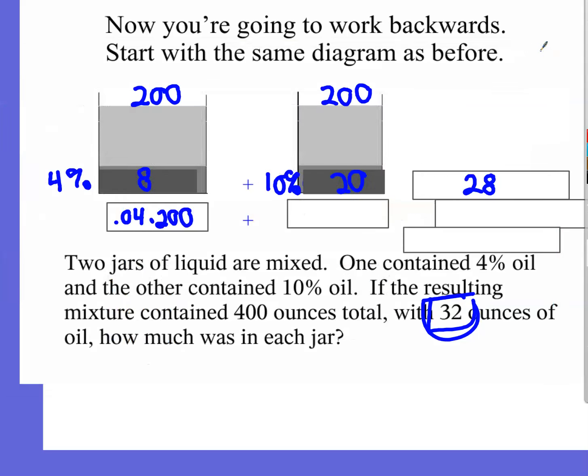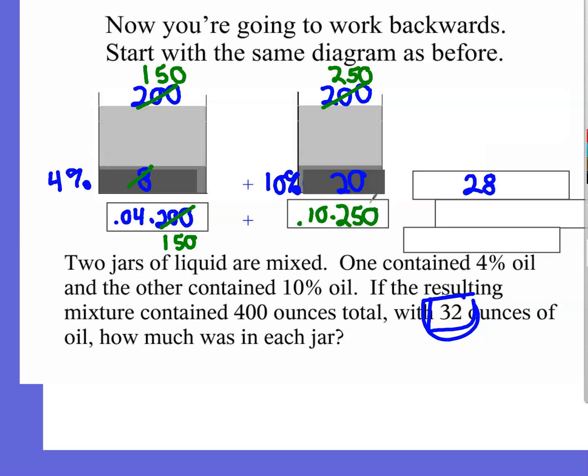Okay. So what we'll do is just say, well, guess again. That's not going to be a problem. Let's just try, I don't know, how about 150 and 250? That's still 400. Okay. So now we got to figure out what's 4% of 150, and 10% of 250.